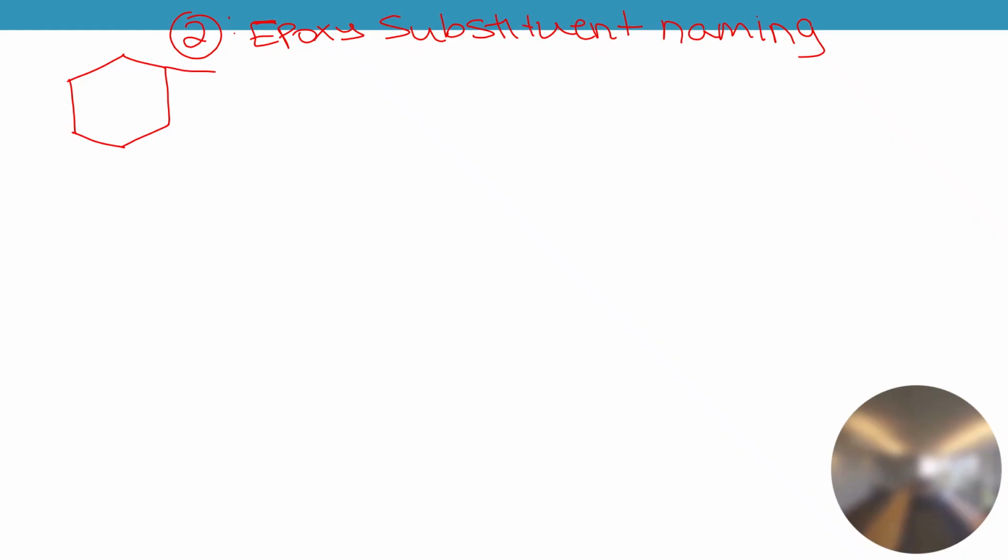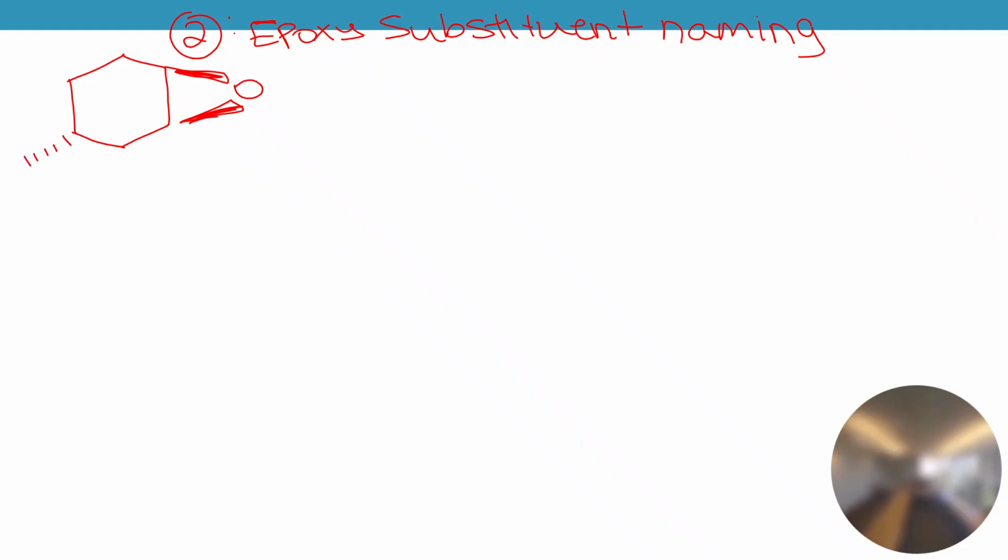Okay, so that's as complicated as it's going to get, that nomenclature. Let's see if I have more examples. Okay, let me introduce the other nomenclature and then we'll do more examples naming everything. So number 2 is epoxy substituent naming. And we'll give some stereochemistry here.